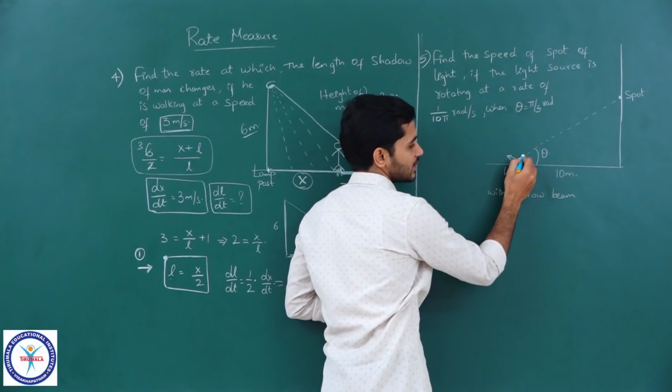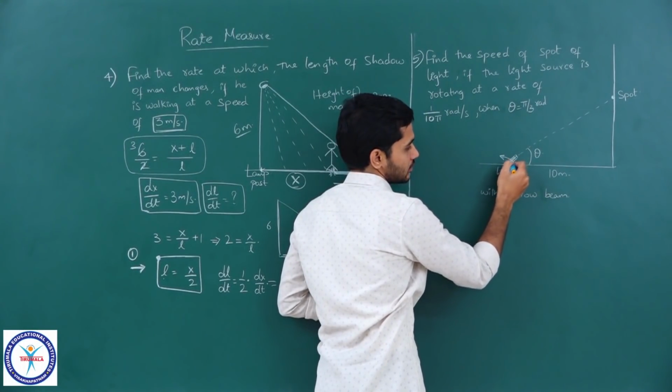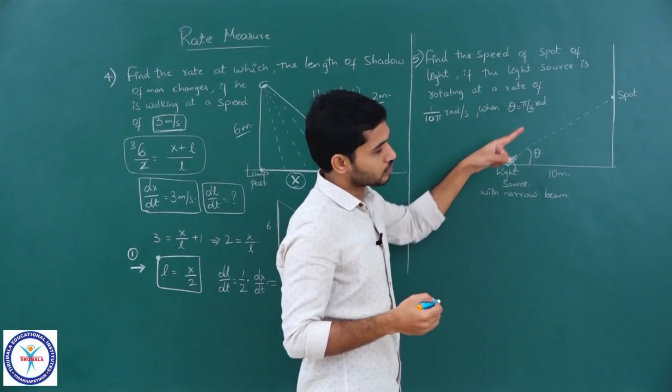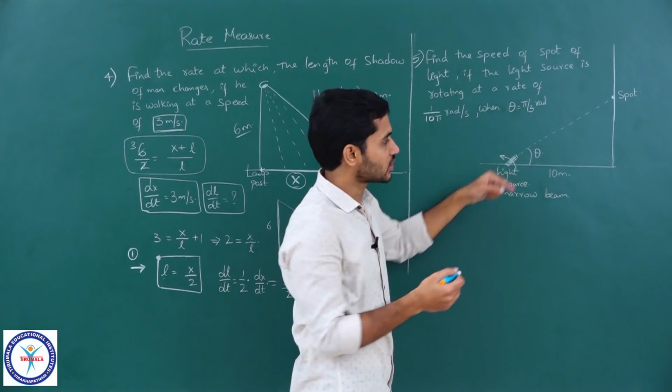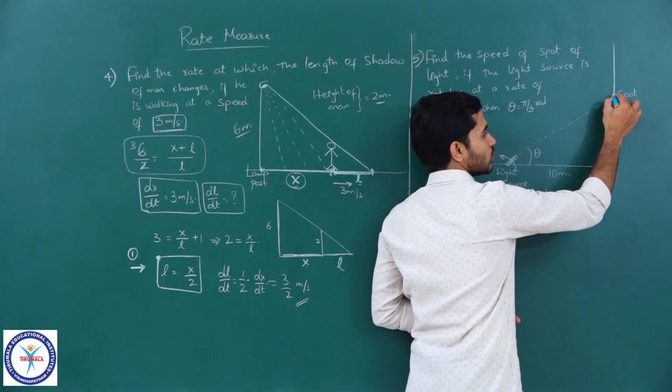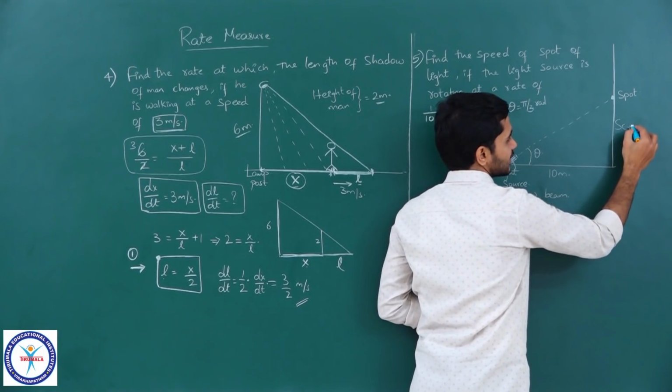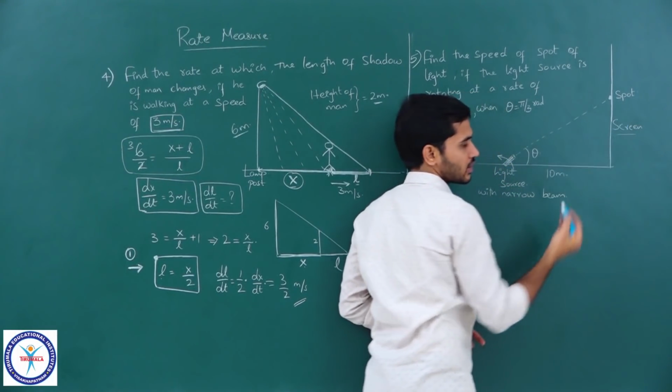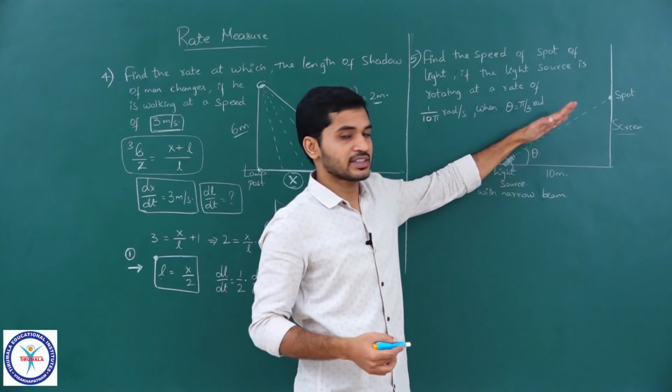So, let us consider that this is a laser and it is just putting a light beam in this direction, and you can see the spot which is formed on the screen here. This is the screen or wall, whatever. So, it is like this.